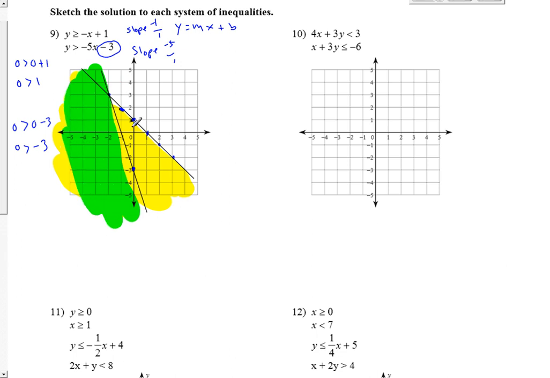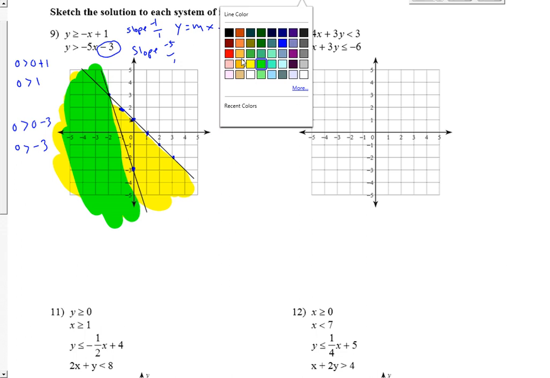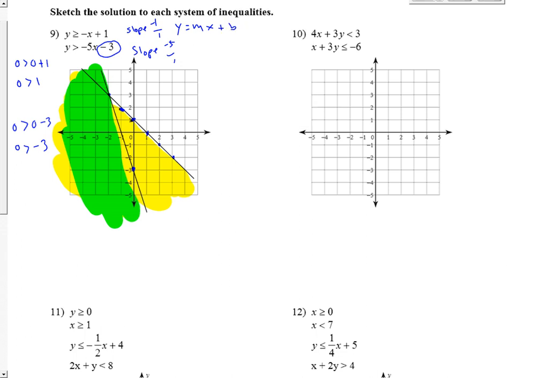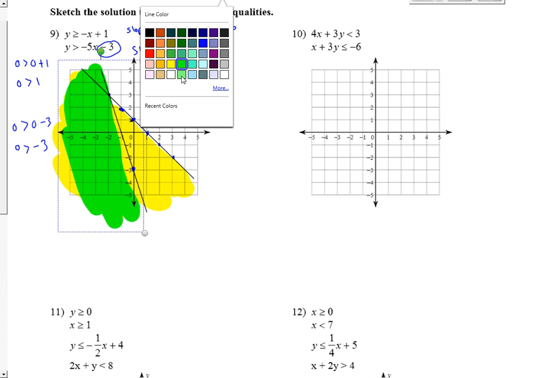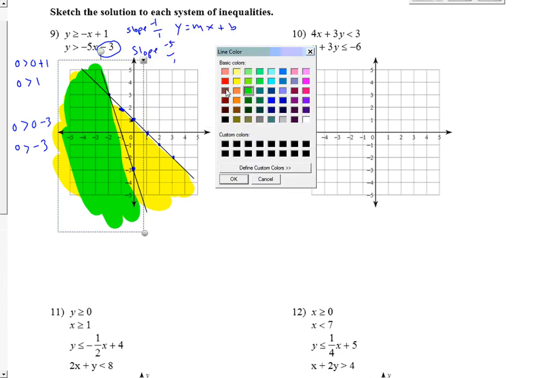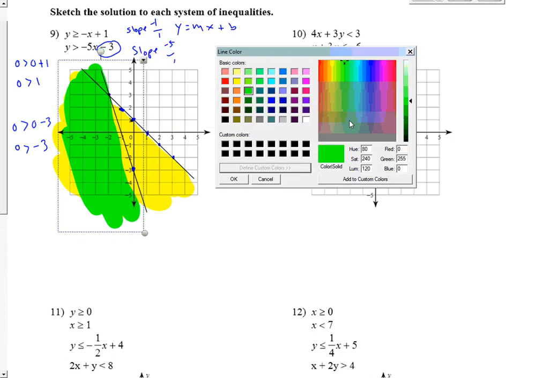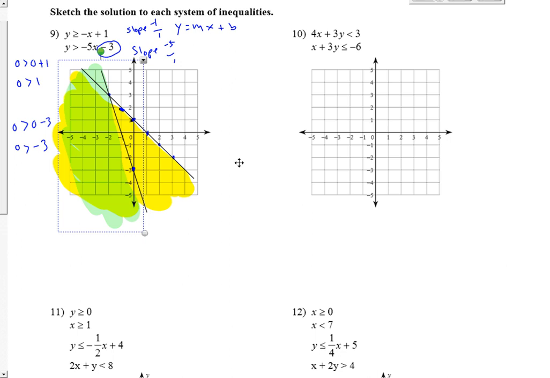And I look at my overlapping. It's kind of hard to see with this green. Maybe if I do a lighter color here. Well, let me see here. No. Okay. Let's go with that color green. Yeah, I can see that a little bit better.